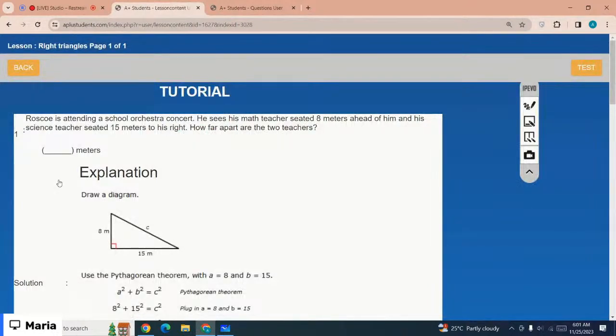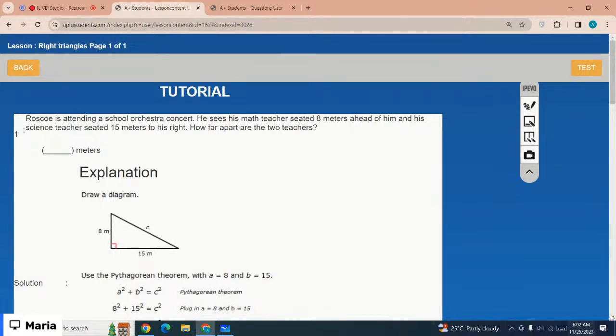Let's just start with the practice questions. Rosie is attending a school orchestra concert. He sees his math teacher seated 8 meters ahead of him and his science teacher seated 15 meters off his right. How far apart are the two teachers, right? So you can make a right triangle according to the situation. Basically you have to calculate the hypotenuse of the right triangle, right?